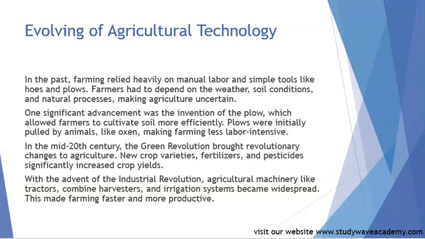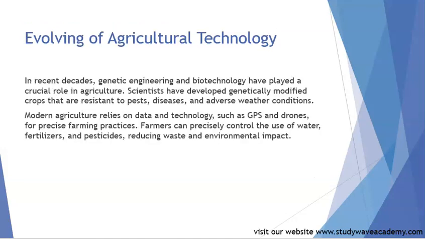In the mid-20th century, the Green Revolution brought revolutionary changes to agriculture. New crop varieties, fertilizers, and pesticides significantly increased crop yields. With the advent of industrial revolution, agricultural machinery like tractors, combine harvesters, and irrigation systems became widespread. This made farming faster and more productive.